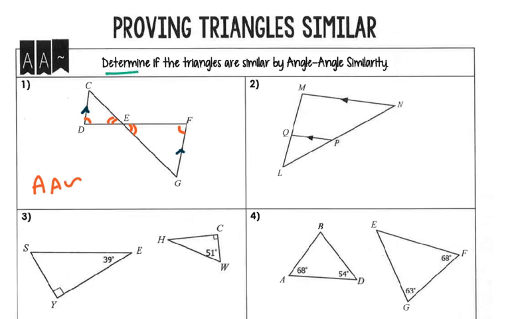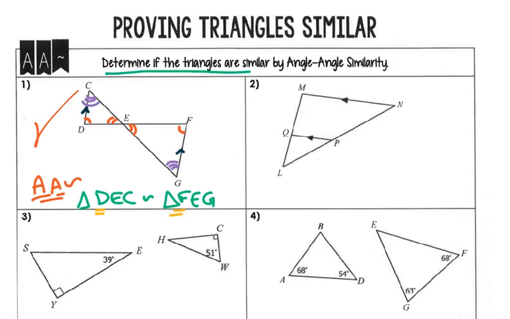So we're going to determine if the triangles are similar, and I'm also going to name the triangles that are similar. So on the left, we have triangle DEC is similar to triangle FEG. The order of the letters is important. We do want to make sure that the letters are placed so that we can see how angle D corresponds to angle F. So number 1, the triangles are similar by angle-angle similarity.